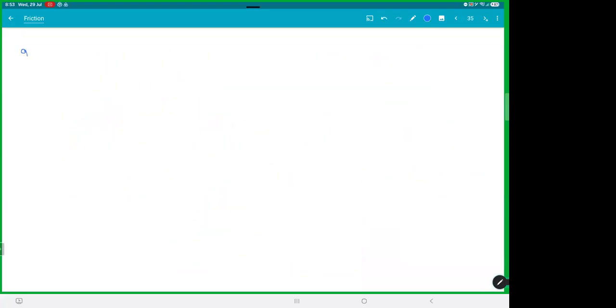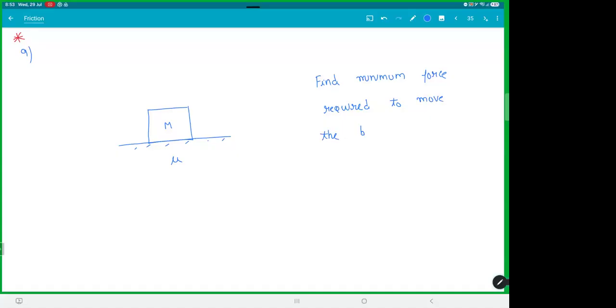Next one is again a standard mains and CET level question. You should remember the result. If it comes in the exam, you just mark it and go ahead. So, block M. Find the minimum force required to move the block. Just to tell you, it is not mu mg. Now try.